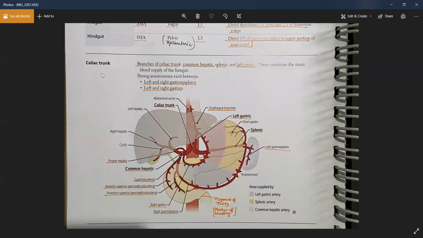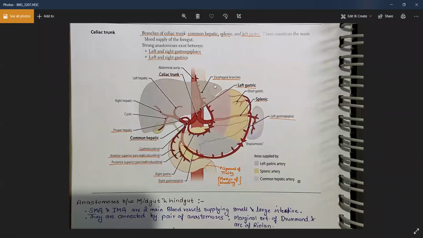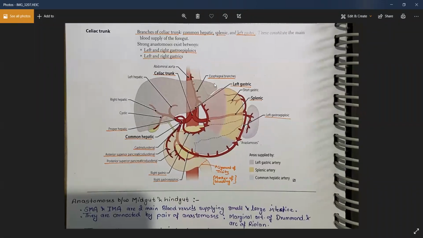Then you need to know about the celiac artery or the celiac trunk. This diagram, this figure, is very important. After pointing to some artery with an arrow, they can ask you the name, the location, the structures the artery supplies, or what happens if the artery gets blocked. The same thing goes for venous drainage also.